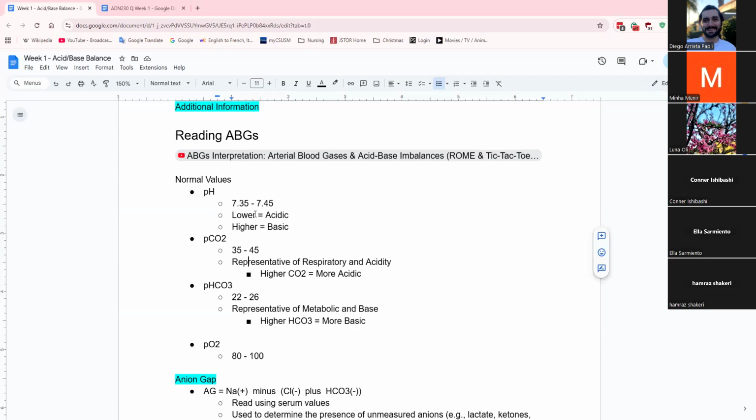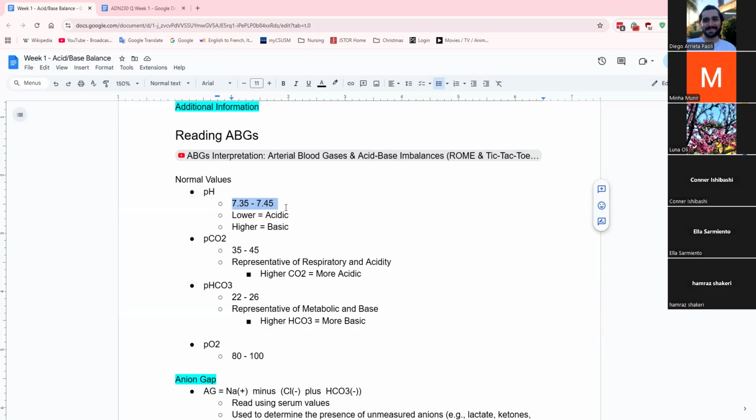So the values you're going to want to know is the pH. The normal pH of human blood is 7.35 to 7.45. The lower the number, the more acidic. The higher the number, the more basic, the more alkaline.